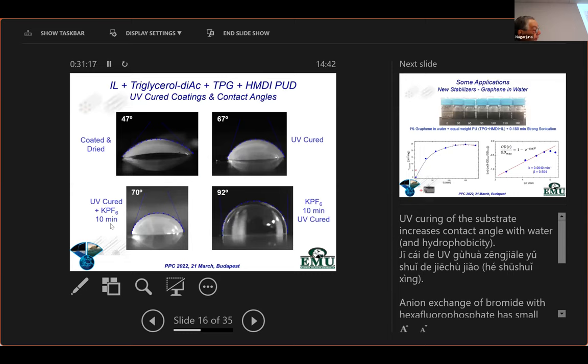Another aspect is to take a look at the contact angles with the same set of coatings. The coating as made had a contact angle of 47. If we take the UV cured coating and measure the water contact angle, it's 67. Take the cured coating and react it with aqueous KPF6, as I showed in the previous slide, we get a slightly more hydrophobic coating, but not very significantly more.